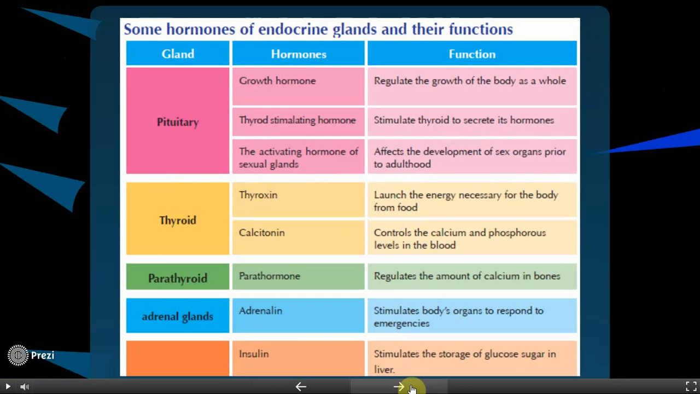And here is the summary for this lesson: the glands' names, the hormones secreted by these glands, and the function of each.